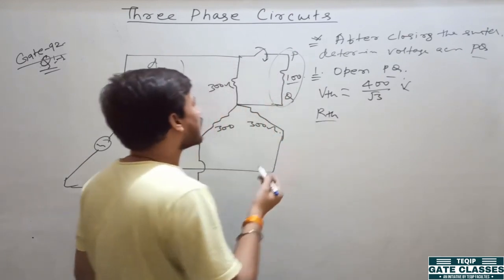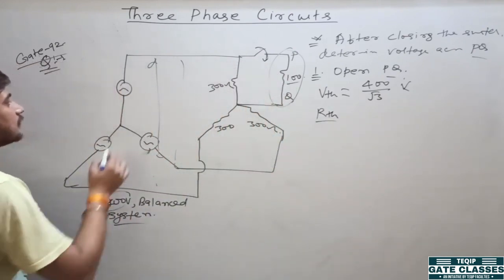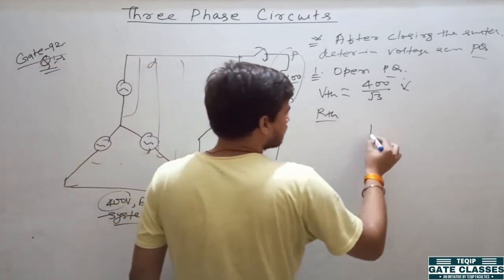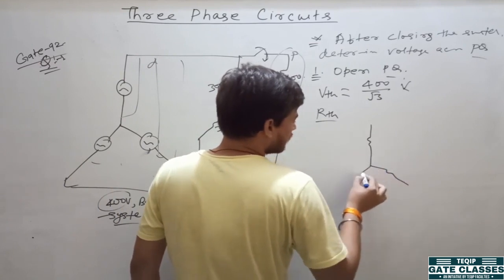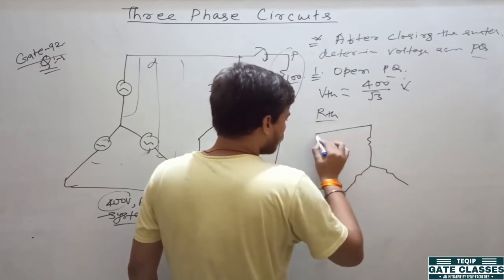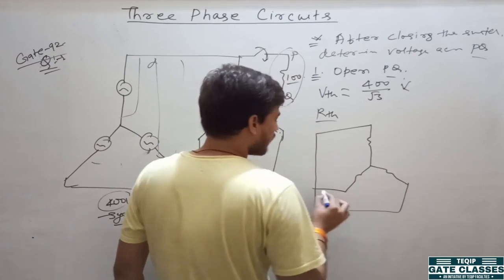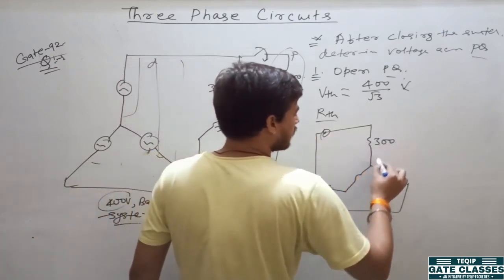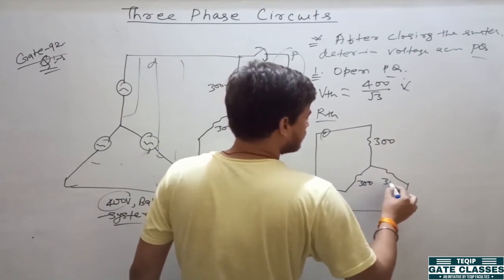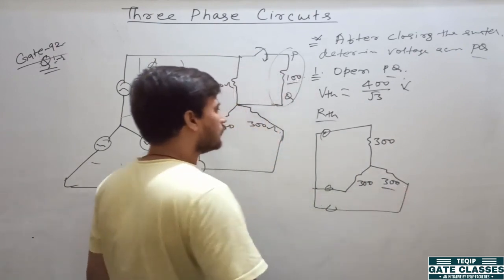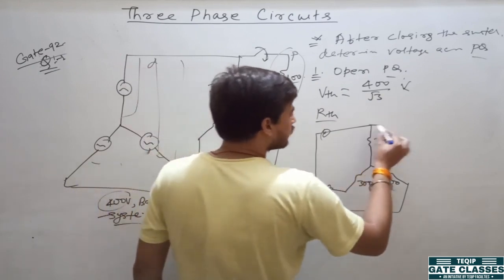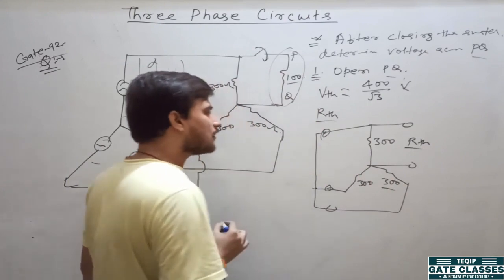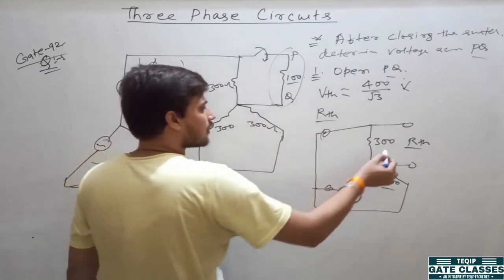To find RTH, you will have to deactivate the independent sources. So these three sources will be short circuited. Once the sources are short circuited, it will become like this. 300, this is also 300, this is also 300. Now you have to find RTH across this one. You see, you are having a 300 ohm.